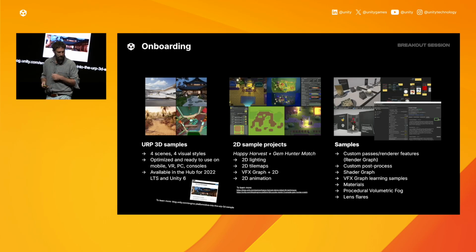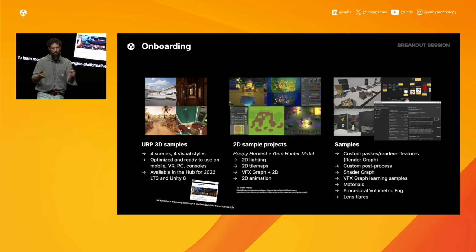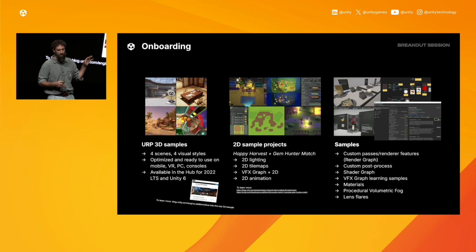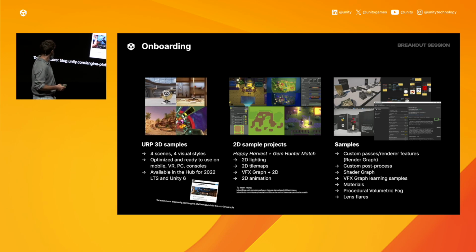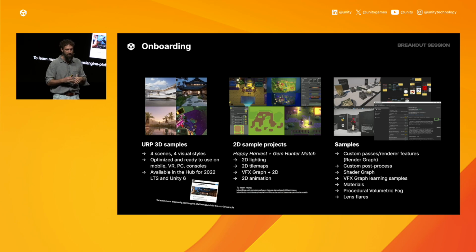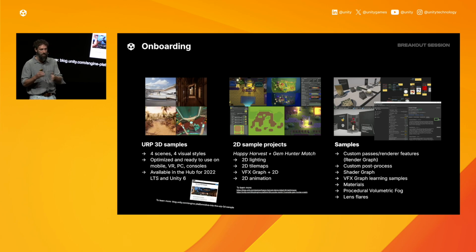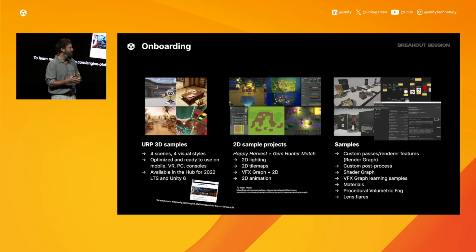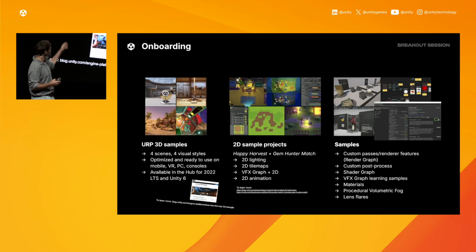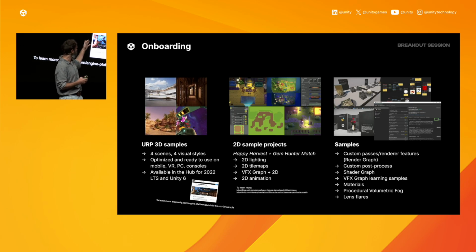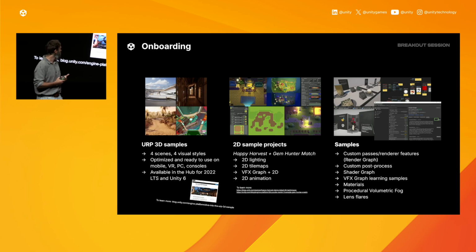So how to upgrade? First, don't just upgrade and jump on it. You have tons of resources to help you accelerate. So the URP 3D samples, just explore them before going there. There are tons of things that you can reuse. Check how it's set up. The 2D sample projects to see how the URP 2D lighting features work and can be beneficial.